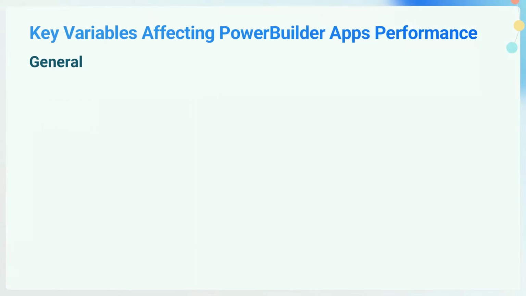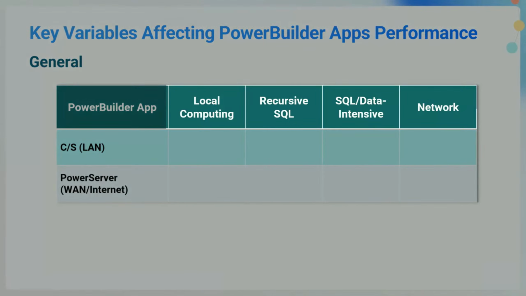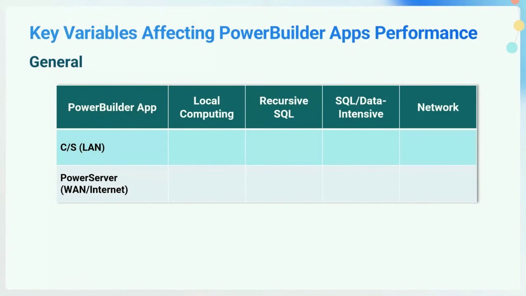Let's start here. As you can see, we'll be focusing on client or server on a LAN and PowerServer over the WAN or Internet. When it comes to performance, there are a few key variables that can really make a difference: local computing, recursive SQL, or data-intensive operations. And of course, the network. These are the main factors to keep in mind as we move forward.